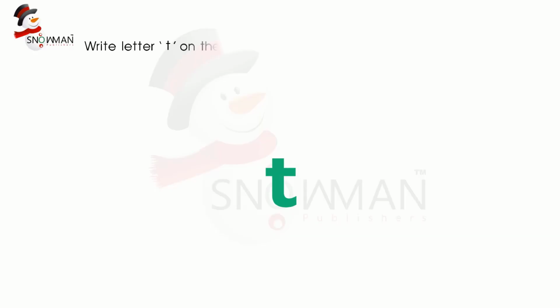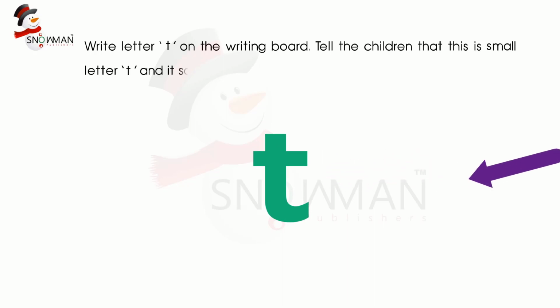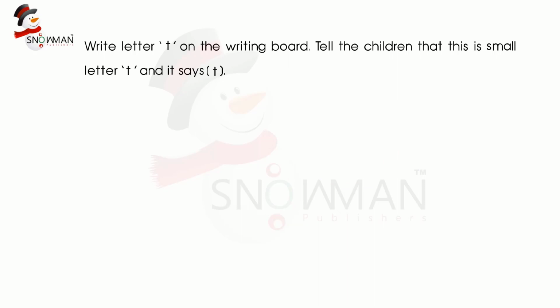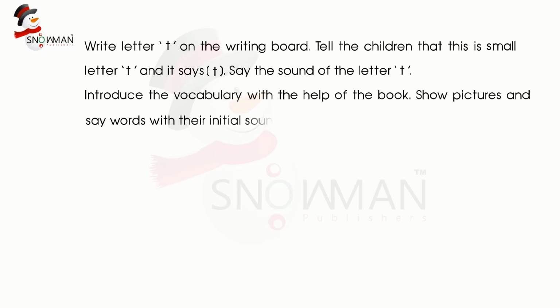Write the letter T on the writing board. Tell the children that this is small letter T and it says T. Say the sound of the letter T. Introduce the vocabulary with the help of the book. Show pictures and say words with their initial sound.